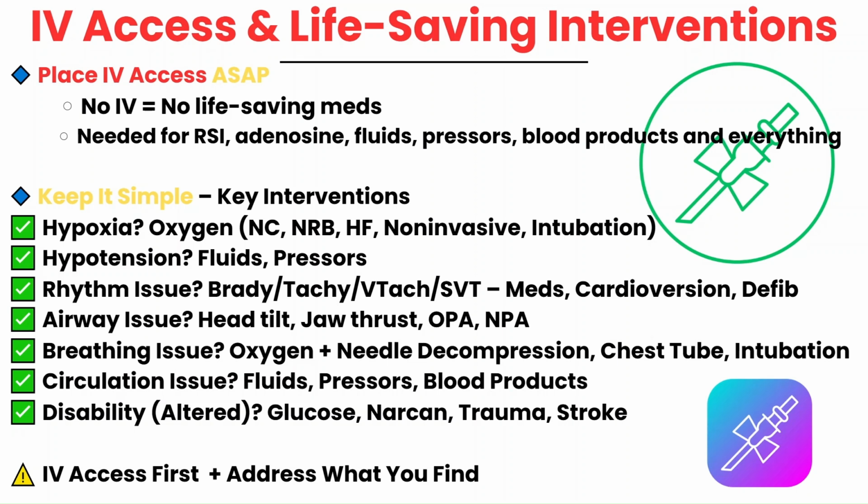If it's a breathing issue, again, same as hypoxia, give oxygen, but in trauma cases, the patient might also need needle decompression or chest tubes. Again, if it's a circulation issue, IV fluids, pressors, blood products. And if it's a disability issue or they're altered, check a point of care glucose, consider Narcan if their pupils are pinpoint. Are there any signs of trauma that may have been missed? Or does this patient need to be a stroke workup because they're not moving one side of their body?